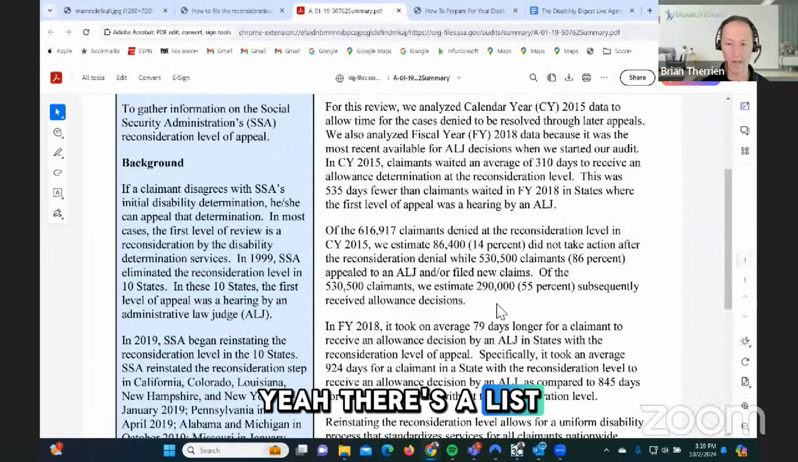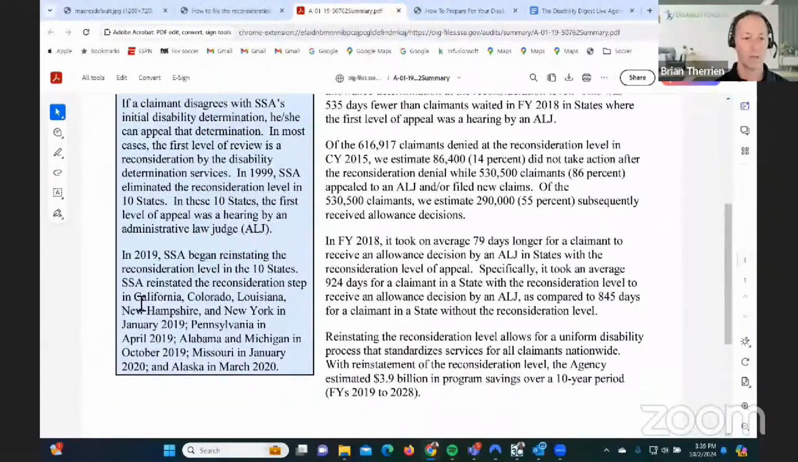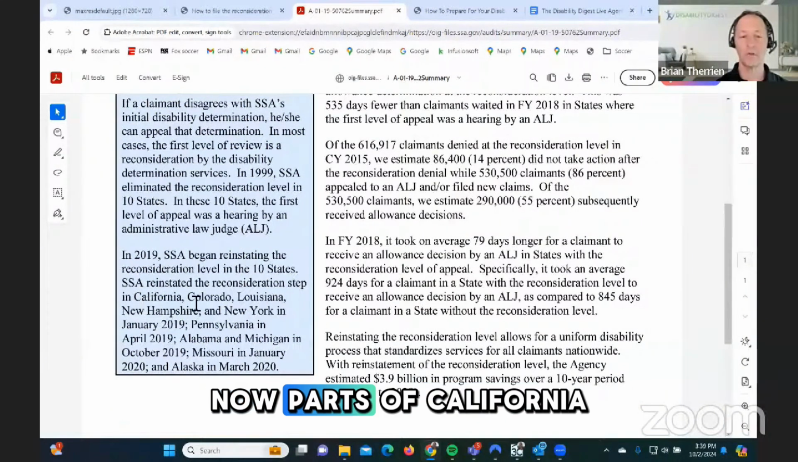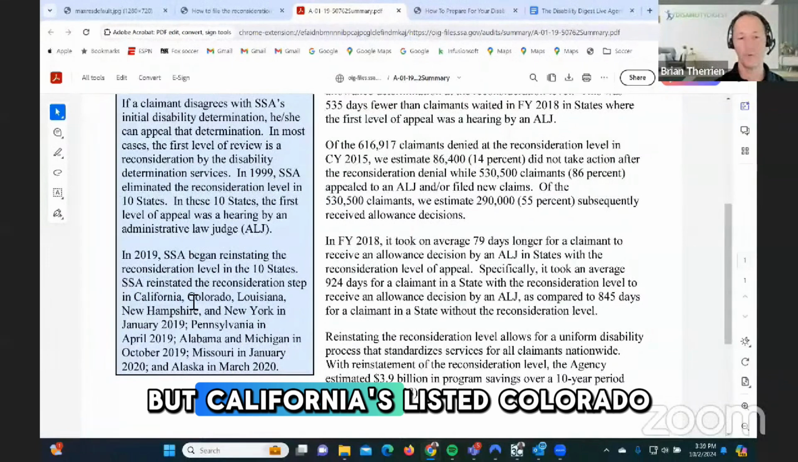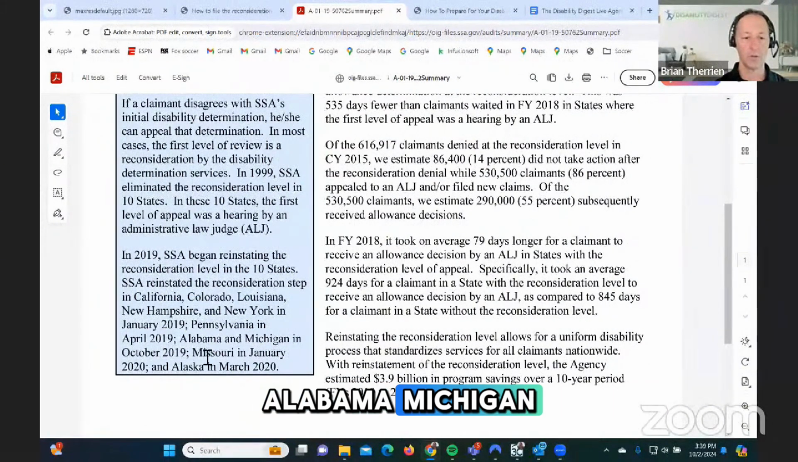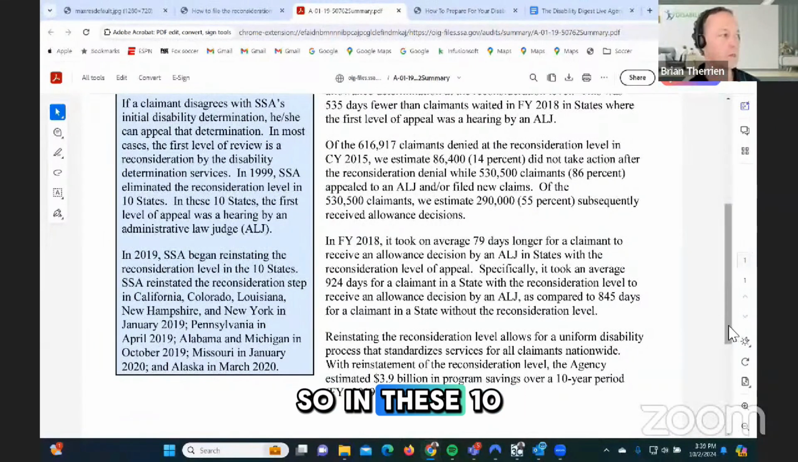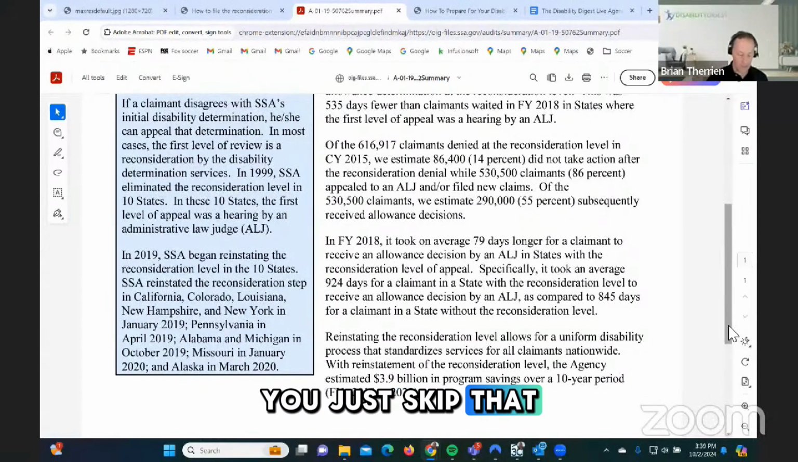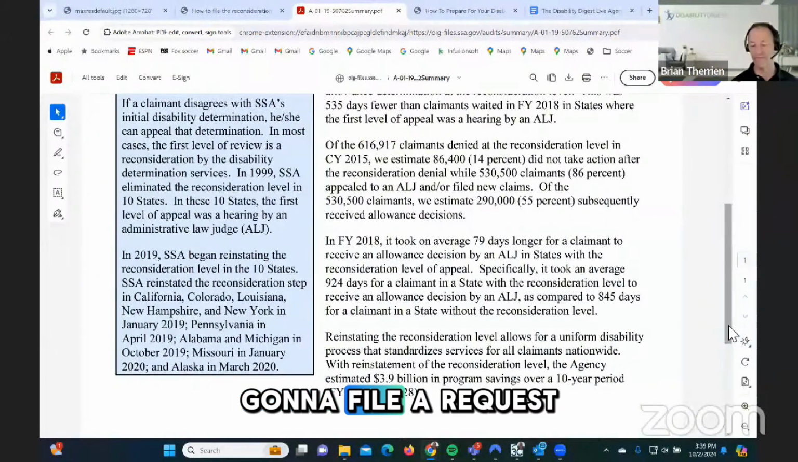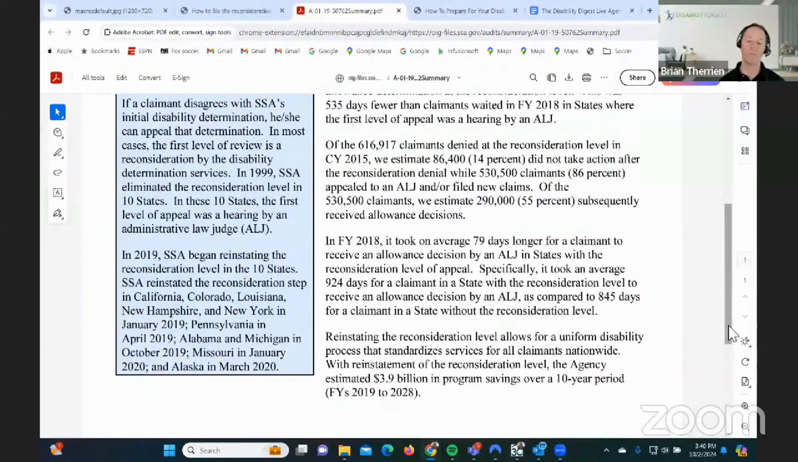Yeah, there's a list down here on this page, actually. California, but I think there's now parts of California that do. But California's listed: Colorado, Louisiana, New Hampshire, New York, Pennsylvania, Alabama, Michigan, Missouri, and Alaska. Those are the 10. So in these 10 states, you just skip that step. There's no reconsideration. You're just going to file a request for a hearing in front of a judge. And in my opinion, all of the country should do this. It's just another way to slow down the process.